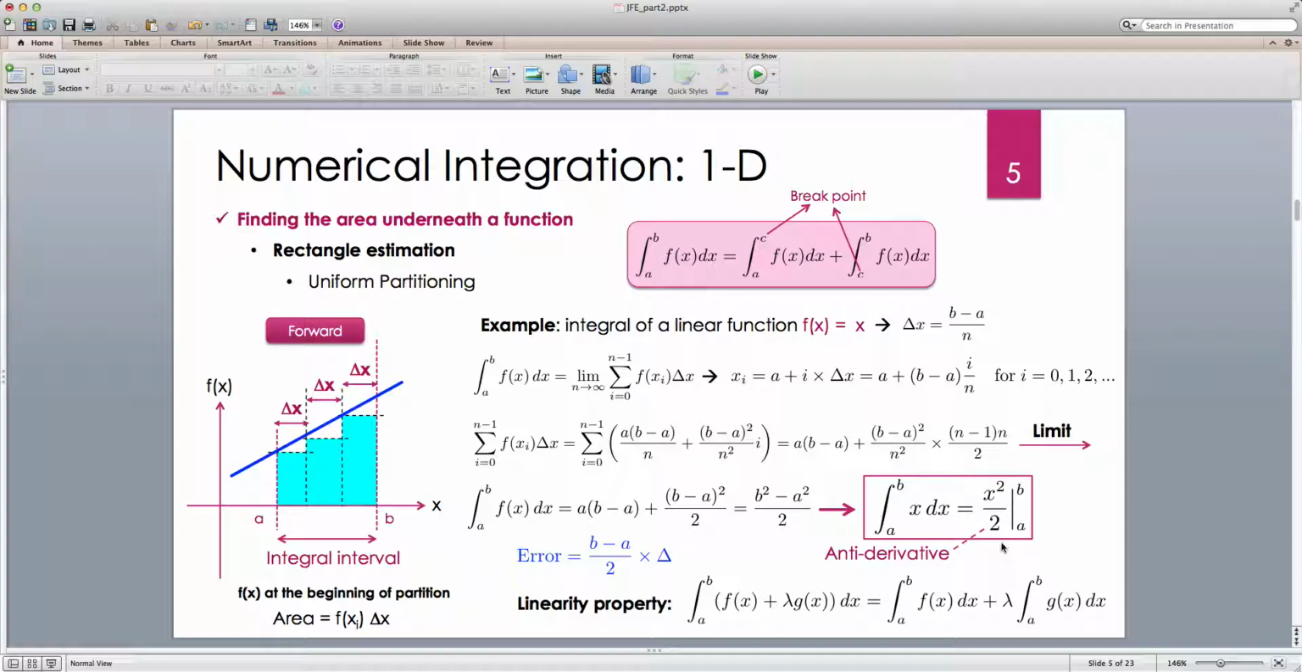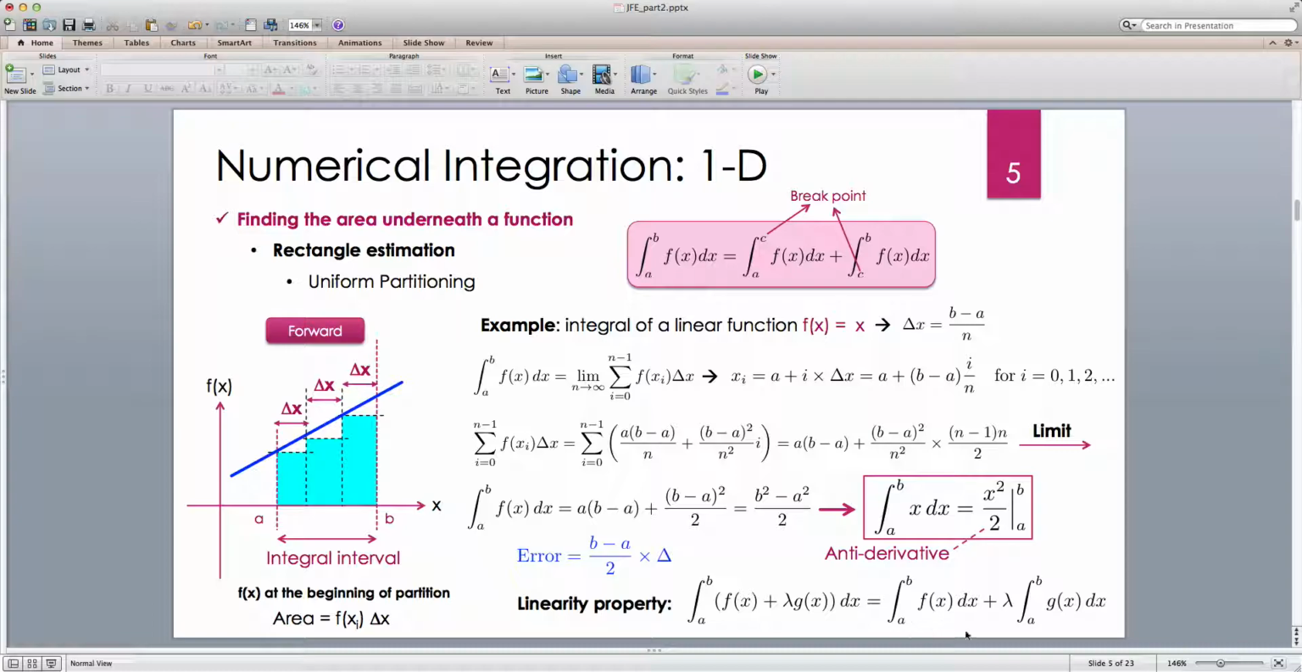Now this function x squared over 2 actually has a name, which is called the antiderivative, and it's related to the fundamental theorem of calculus, which says that if I find a function that when I take its derivative gives me f of x, then the integral of f of x becomes the difference of that function over the interval that I'm integrating over. So I know that the derivative of x squared over 2 is x. So the integral of x from a to b is x squared over 2 from a to b.